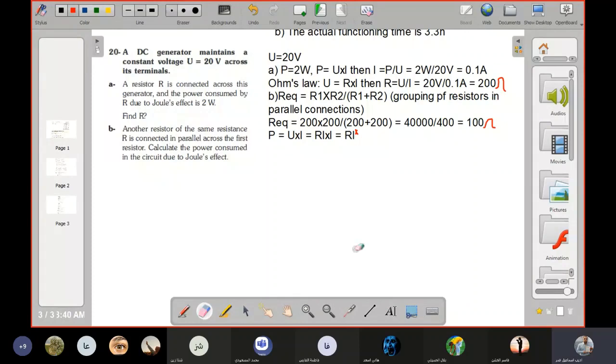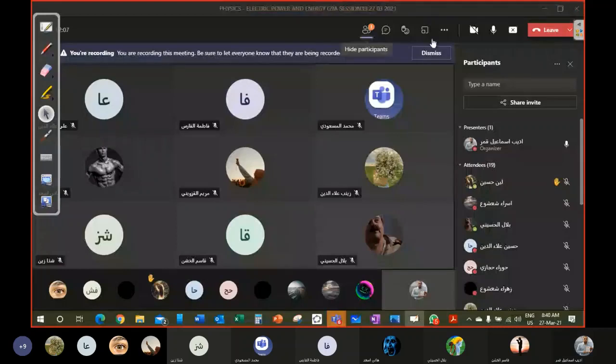Okay? R I squared, the R equivalent we use is 100, and we multiply by 0.1 squared and we get the answer. This is 20 and thank you.